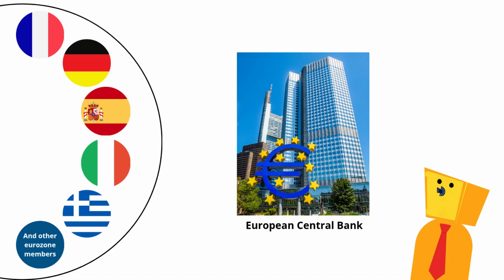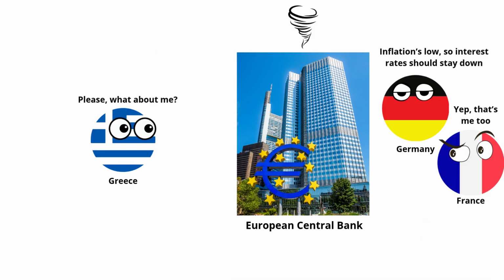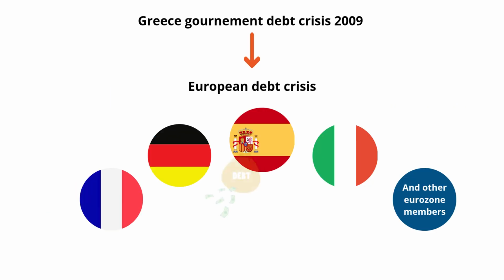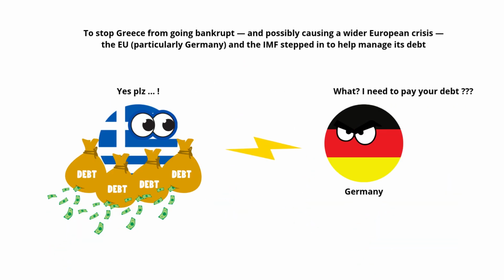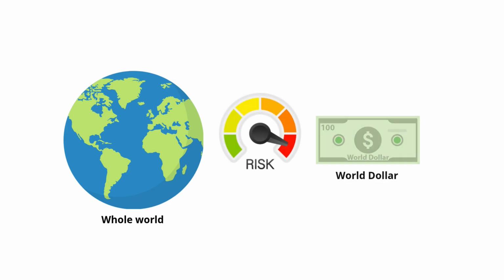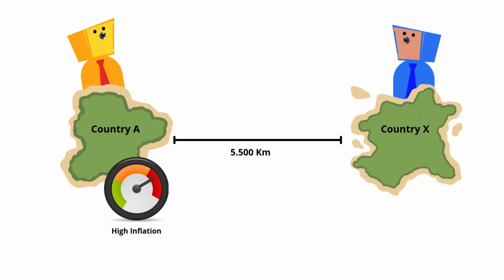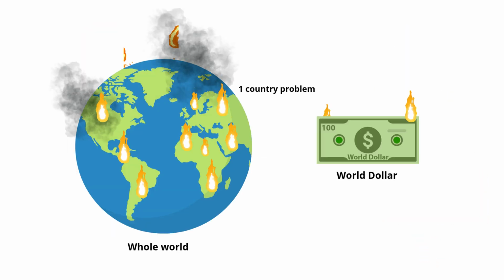But here's the problem. Every country has to give up control of its own money to the European Central Bank. This means if one country has a problem, it can affect all the others. For example, when Greece had a financial crisis in 2009, it caused trouble for other Euro countries too. Germany was not happy about that. So, if the whole world used the same money, it would be very risky. Imagine your country having inflation or crisis just because another country far away messed up its economy. One country's problem would become everyone's problem.